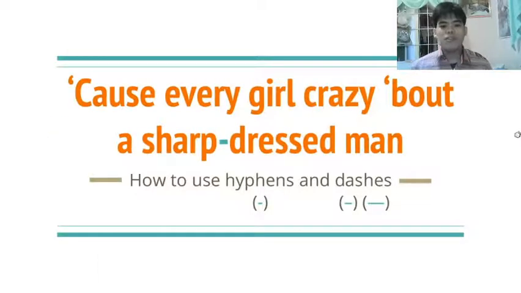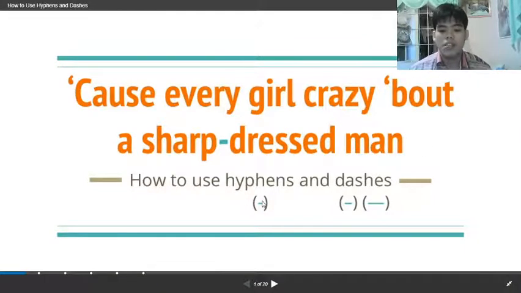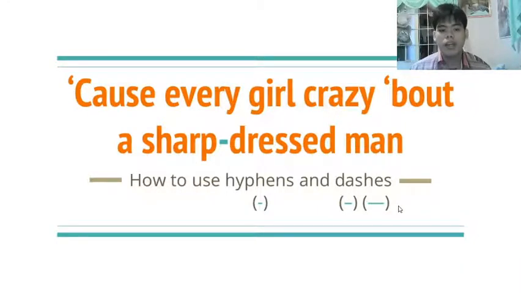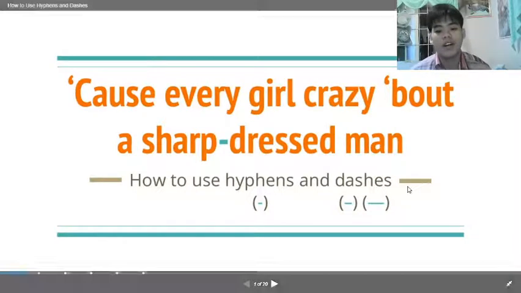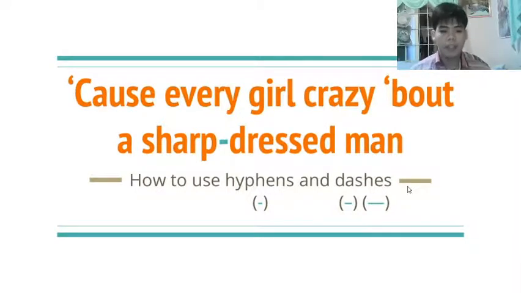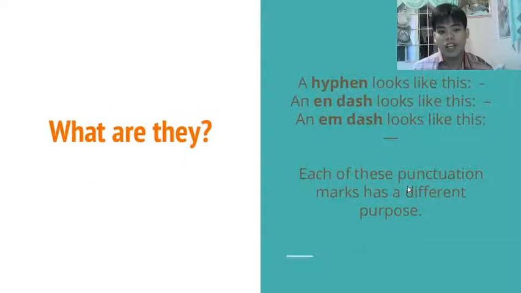Good morning, everyone. So here we have a new lesson for today, which is on how to use hyphens and dashes. So we have here the example of hyphens, and as you can see, we have here two examples of dashes, meaning to say we have two kinds of dashes. So we will find out how to use them, and for the dashes, we will find out what are those two kinds of dashes. So, what are they?